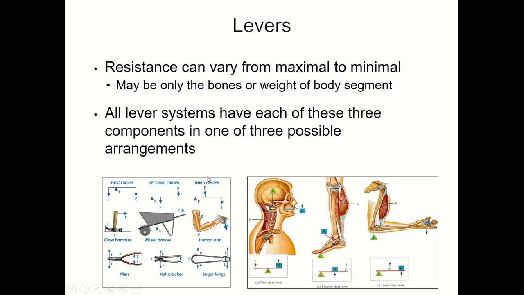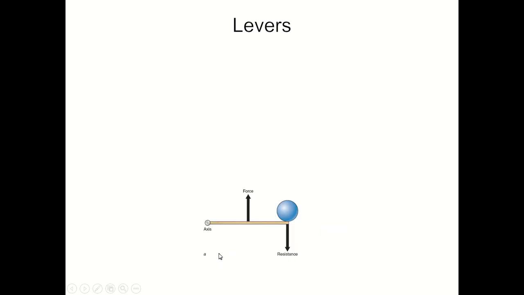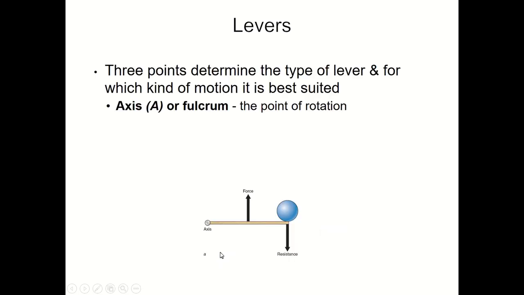And the third order, which is most common, is when your effort, the force that you're going to apply, is in between the fulcrum and the lever. For example, in the biceps brachii contracting to lift a weight. Also in a pair of sugar tongs. So you apply, here's your fulcrum, your effort gets applied here to the lever. And I'm going to go through each one of these in turn today.